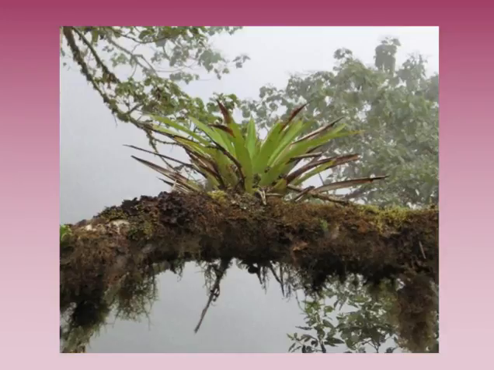Another example would be epiphytes. These are plants that grow on other plants. They do not harm the plant they are growing on. Examples would be orchids or bromeliads, so they don't harm the tree, but they get a nice place higher in the sky to get light, sunlight, so they benefit.